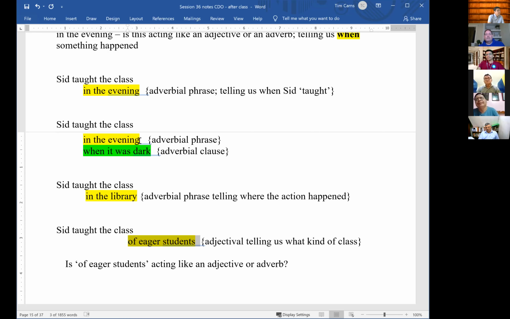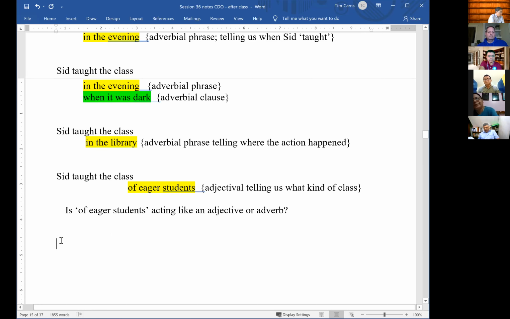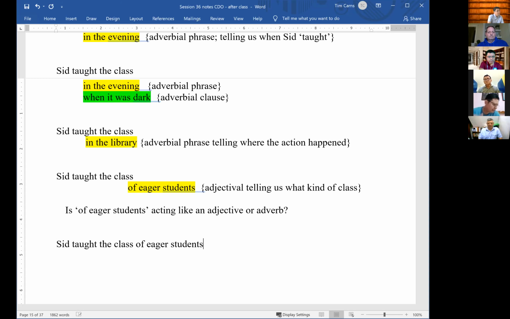Pastor Tim, yes. Is it possible if you have the adverbial and adjectival phrases or clauses in one sentence, and how can you diagram that? It's kind of odd, you know, having, yeah, when it was dark, or in the evening, something. We can do this one.